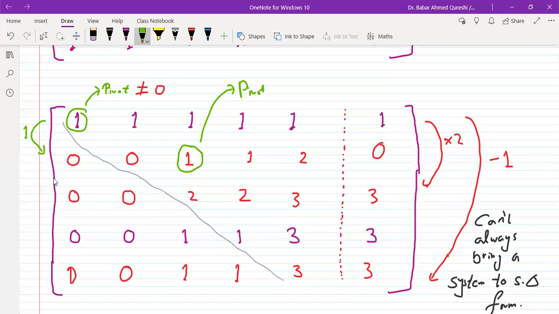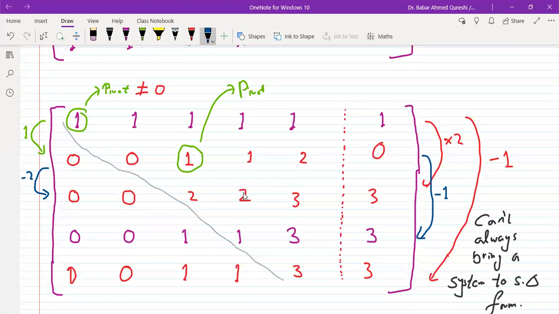So for that, what will you have to do? I'm not going to do the whole thing, but I'm just going to write what you need to do. Multiply by -2 and add it to this, you will get a zero here. Multiply by -1 and add this to this, you will get a zero here. Similarly, multiply by -1 and add to the fifth as well, you will get zeros below it.